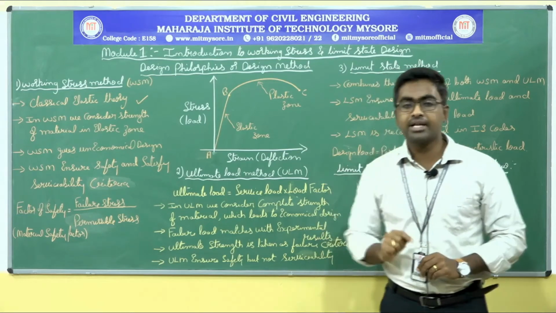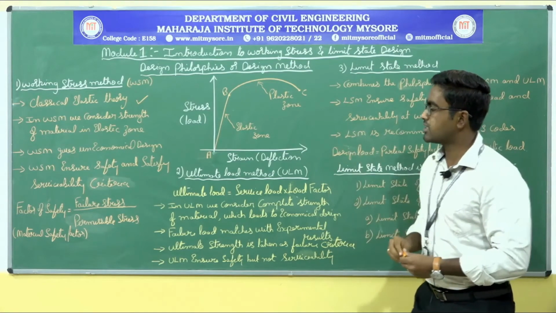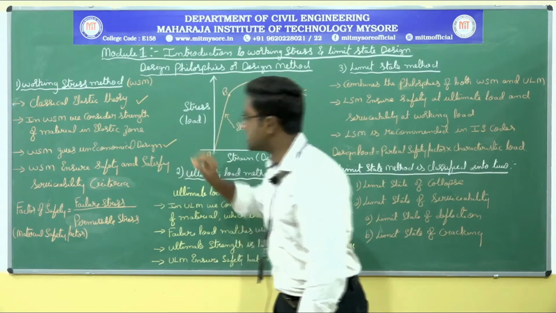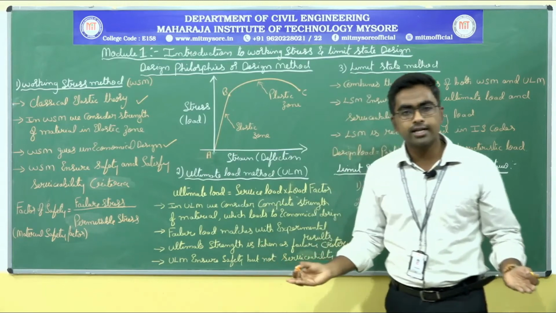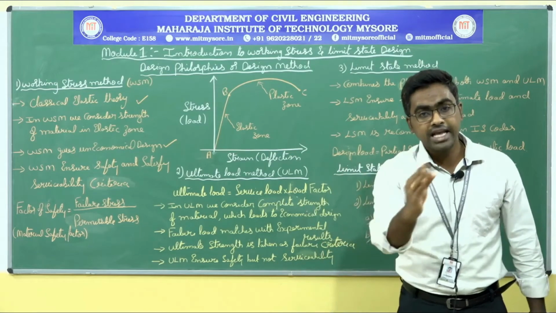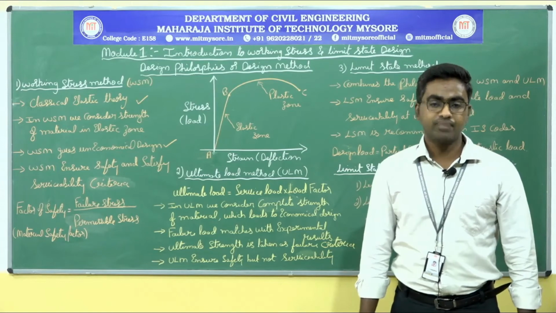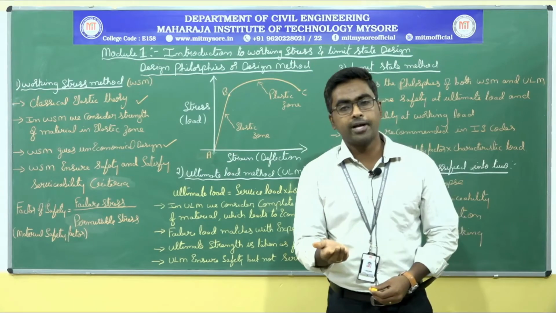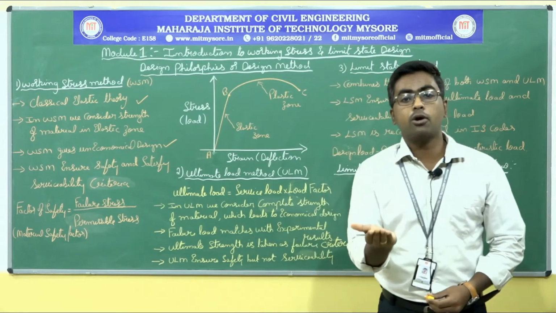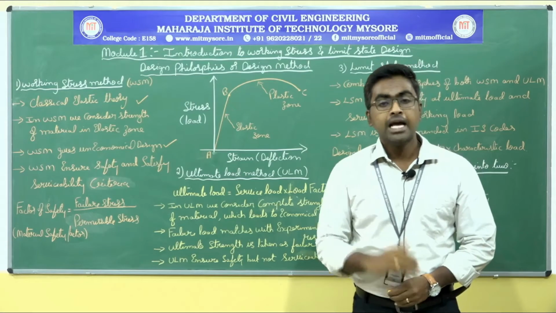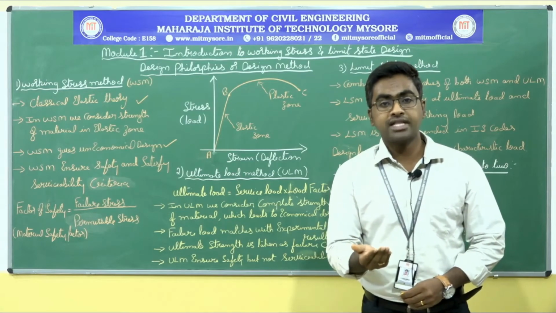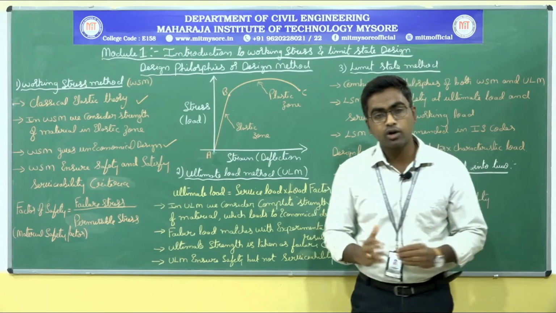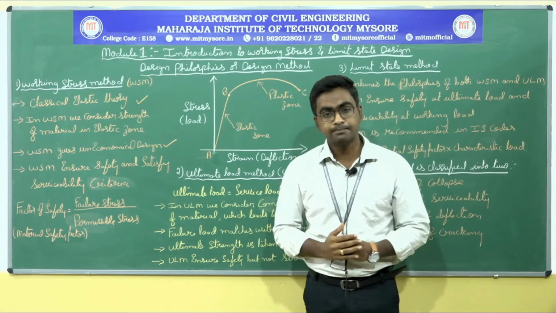So we are underestimating the strength of material in the working stress method, which leads to the uneconomical design. Because we are not considering the complete strength, it leads to the uneconomical design. That means using the working stress method, if you design the structural component, the dimension of the structural component will be large. The amount of concrete and the amount of steel bar we are going to use will also be more. So that leads to the uneconomical design, right?